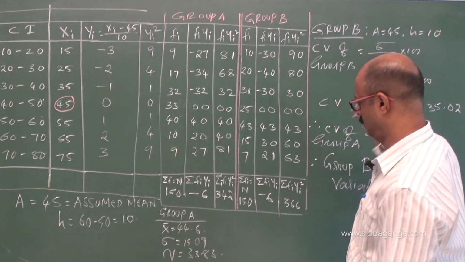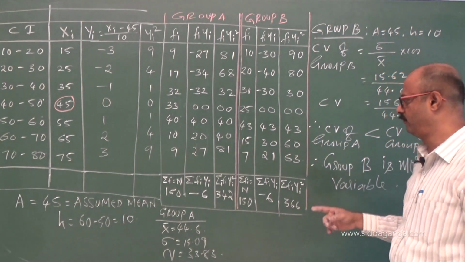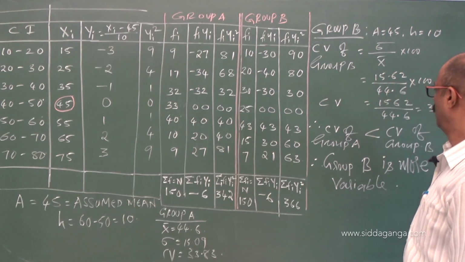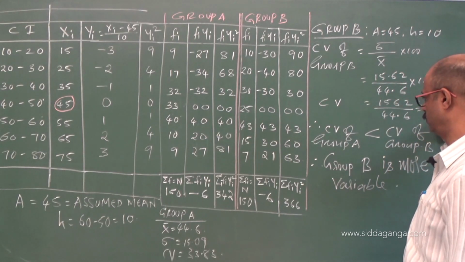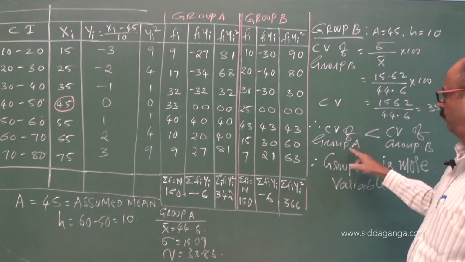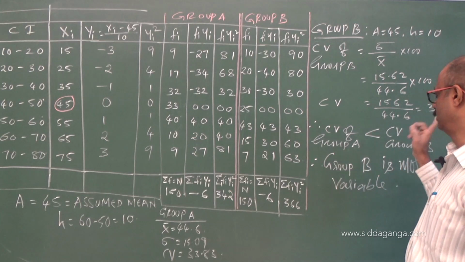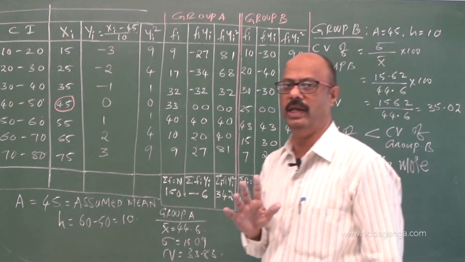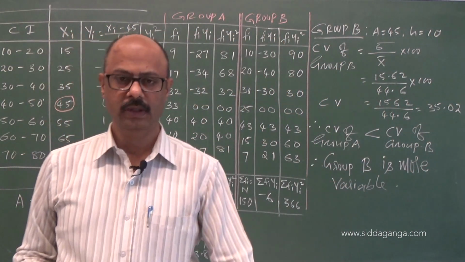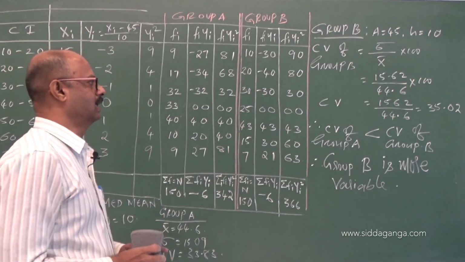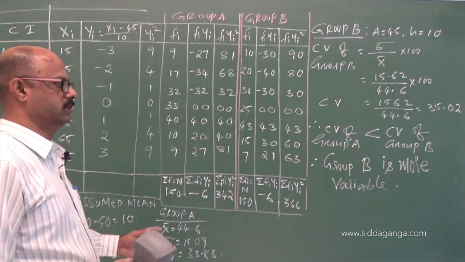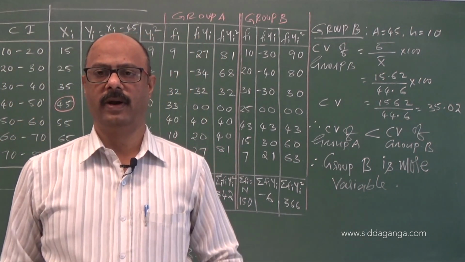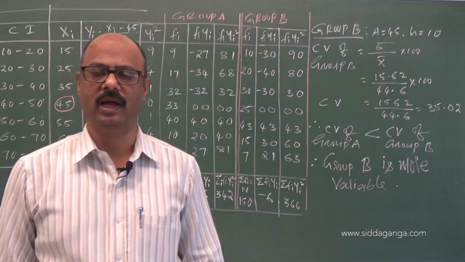We calculate the mean, which remains the same, 44.6, and sigma is 15.62 and CV is 35.02. If you compare CV of group A and group B, group A CV is lesser than group B. So you have the conclusion. Conclusion is group B is more variable. This is how we calculate and give the conclusion. I think you have understood this. The problem seems lengthy, but it is very simple and easy.